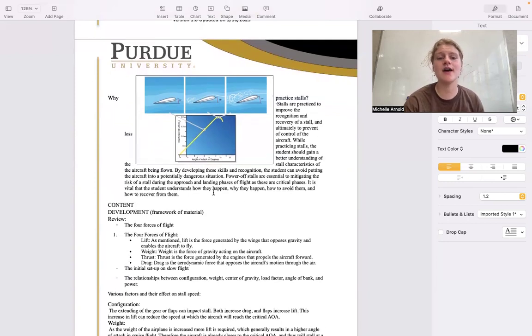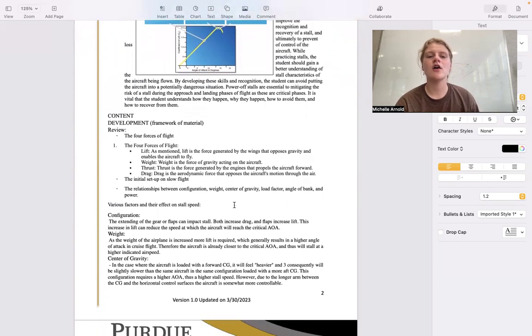All right, so it is vital that the student understands how stalls happen, why they happen, how to avoid them, and how to recover from them. So, we'll do a little review. We've got the four forces of flight. I just mentioned lift. Lift is the force generated by the wings that opposes gravity and enables the aircraft to fly. And we've got weight. Weight is the force of gravity acting on the airplane. Thrust is the force generated by the engine that propels the aircraft forward. And drag, which is the aerodynamic force that opposes the aircraft's motion through the air.